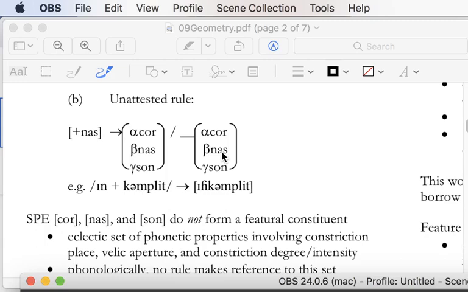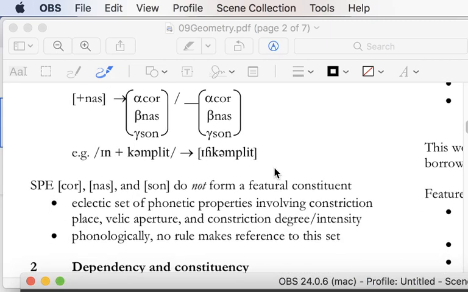This would be just like major place assimilation, except instead of grouping together coronal, labial, and dorsal, this is going to group together coronal, nasal, and sonorant, right? And it's going to take on the values of a following segment for all of those features. So in English, for instance, this would take an input sequence like incomplete and turn it into, I think, a voiced pharyngeal fricative or something like that. I don't even know how to pronounce this. It's going to be something like incomplete. This is not something that happens in English. It's not something that happens in any other language that we're aware of. This is a totally crazy phonological rule.